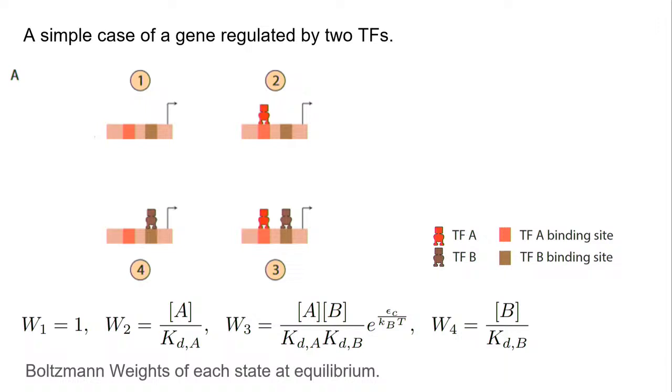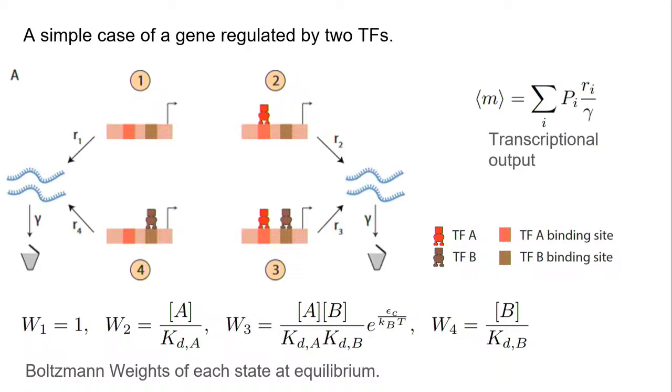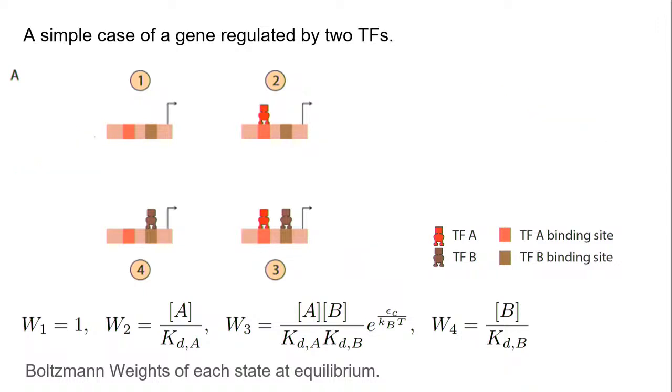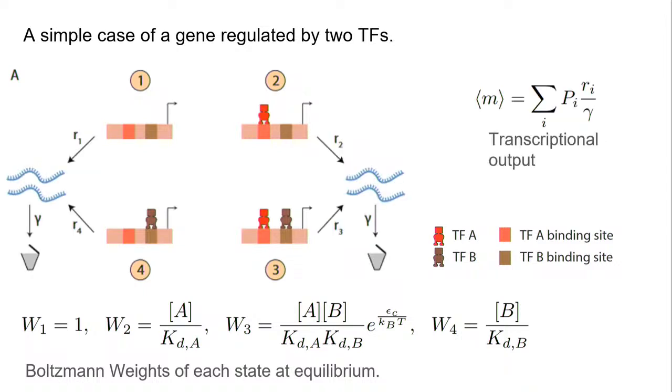And you can calculate the probability of finding the promoter in any one of these states using StatMech. And to finally connect it with the transcriptional output or the mRNA, each of these states has a certain rate at which mRNA is produced, and there's a rate at which mRNA is degraded. And you have this equation here that tells you how much mRNA you can expect, where these P_i are the probability of finding the promoter in any one of these states.